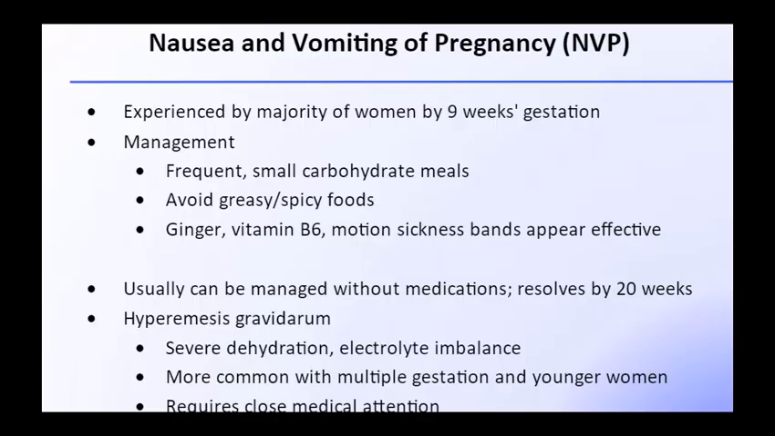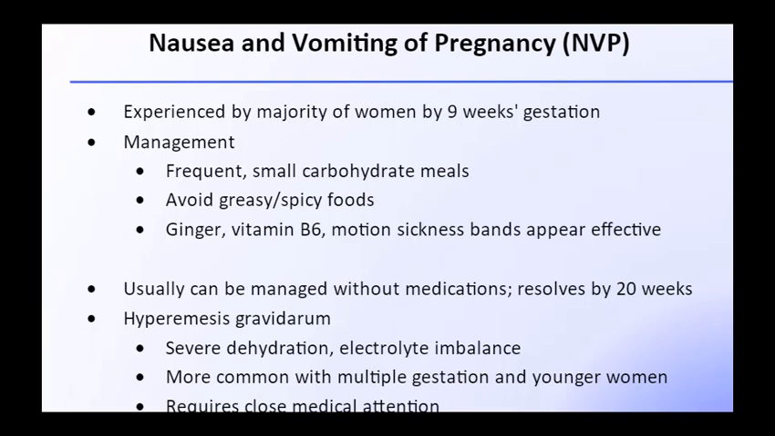Early pregnancy nutrition may be hampered by nausea and vomiting of pregnancy, which is frequently referred to as morning sickness. However, symptoms may occur at any time of the day or night. It is experienced by a majority of women by 9 weeks gestation. Frequent small carbohydrate meals may help, along with avoidance of greasy or spicy foods. Fresh ginger root, vitamin B6, and motion sickness bands appear to be effective in relieving symptoms. Other treatments, such as acupuncture, have not been shown to be more effective than placebo. Most cases of nausea and vomiting of pregnancy can be managed without medications and resolved by about 20 weeks.